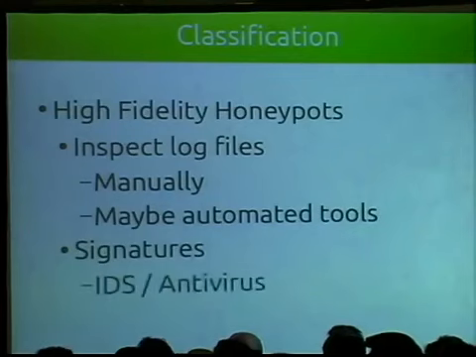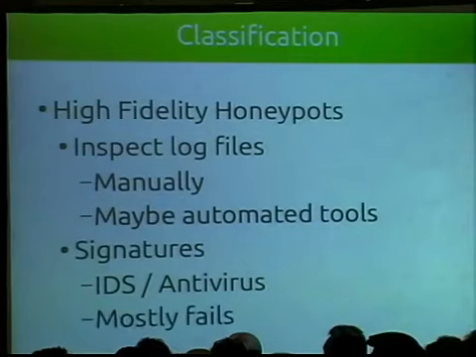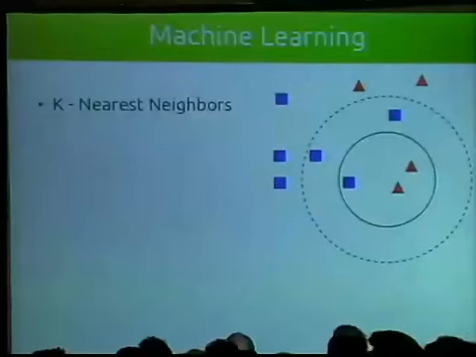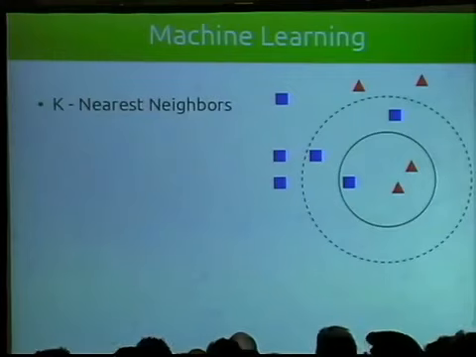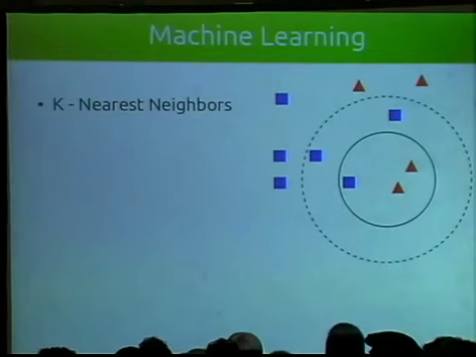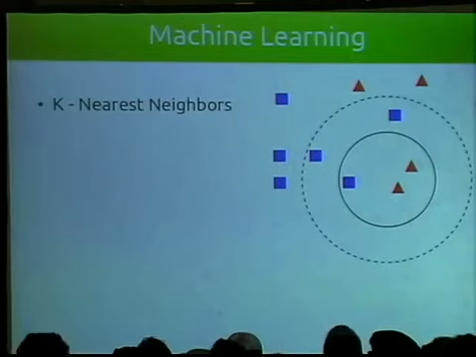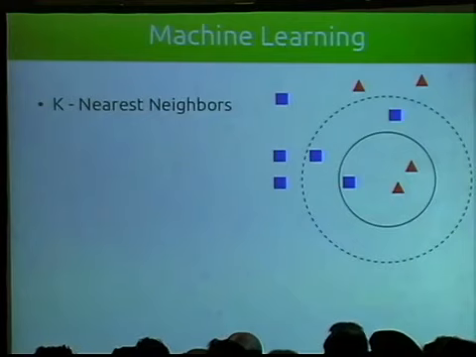Signatures, like IDS and antivirus sort of things, help, but not really in the sense of reconnaissance. Signatures mostly fail in this case. So what we're going to be doing is machine learning. This is a really cool part about this that I really wanted to get into. The algorithm we're using is called the k-nearest neighbors algorithm for statistical learning. This is a totally normal algorithm that lots of people use for lots of things that have absolutely nothing to do with network security. It's actually one of the simpler algorithms for machine learning that you'll find, which is one of the reasons that we went for it.